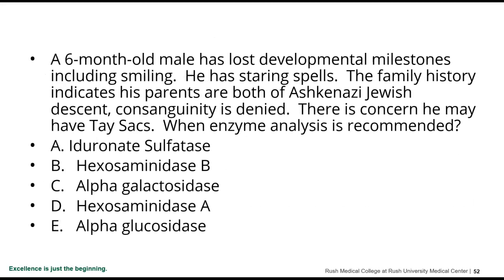So, a 6-month-old male has lost developmental milestones, including smiling. He has staring spells, and the family history indicates his parents are both of Ashkenazi Jewish descent. Consanguinity is denied. There's concern he may have Tay-Sachs, which I spelled wrong. Which enzyme analysis is recommended? Iduronate sulfatase, hexosaminidase A, alpha glucosidase, hexosaminidase A, or alpha glucosidase, and the correct answer is D.